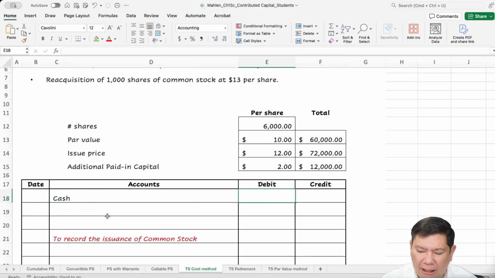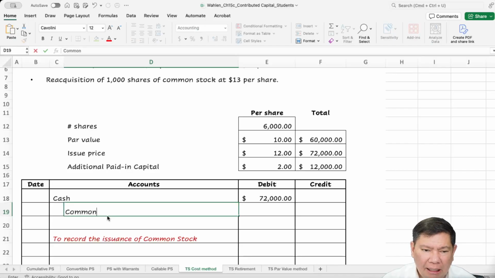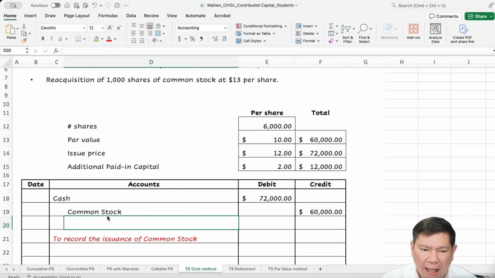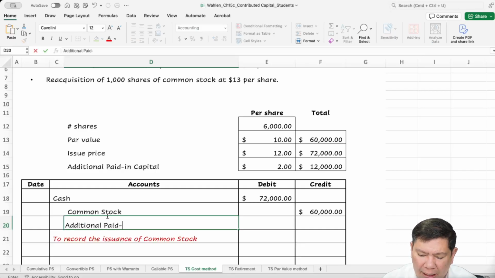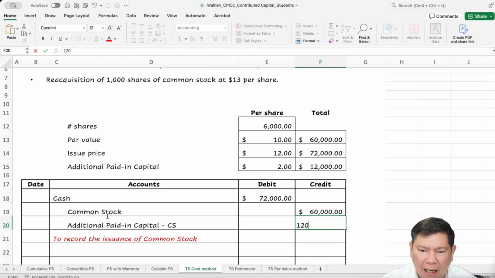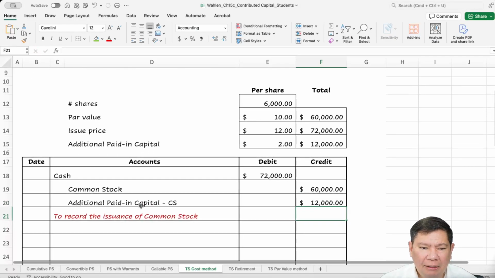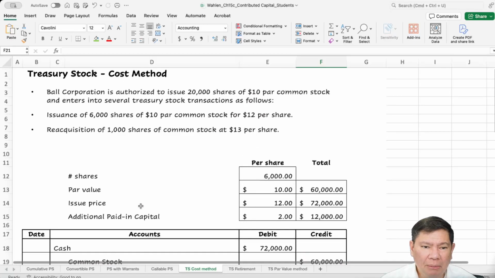Cash is received for the amount of $72,000, and then the company records common stock for the principal or par value, and then additional paid in capital from common stock, which is $12,000. Okay, so that's how we prepare the journal entry for the issuance of the common stock.